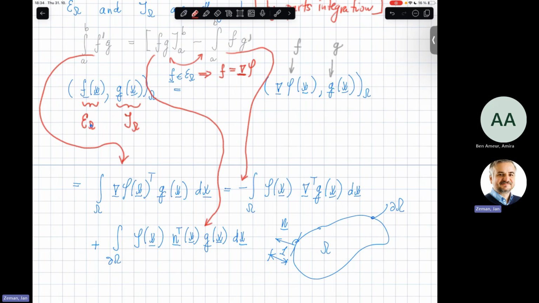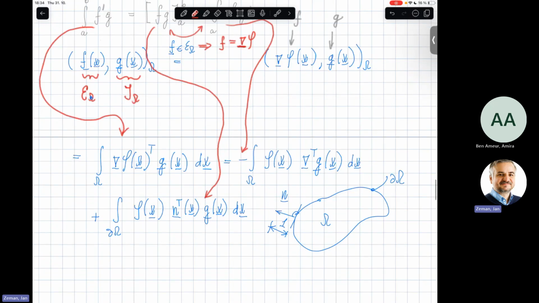So is this understandable, or was I too quick? Should I give a more detailed review on this integration by parts in multiple dimensions, or is this okay? I think this is okay. Perfect. So then, I said very boldly that these two fields are orthogonal, which means that if I was not inventing things up, then this must combine exactly to zero, right?